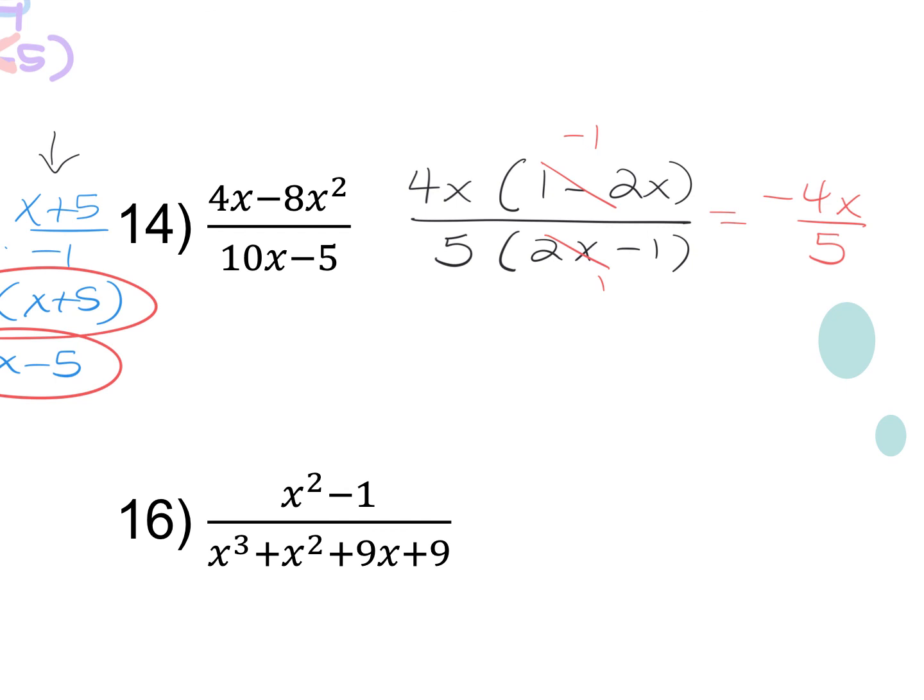Now, if you would have pulled a -4x out as the GCF, then it would have matched perfectly, and you wouldn't have had to go back and divide by the -1.